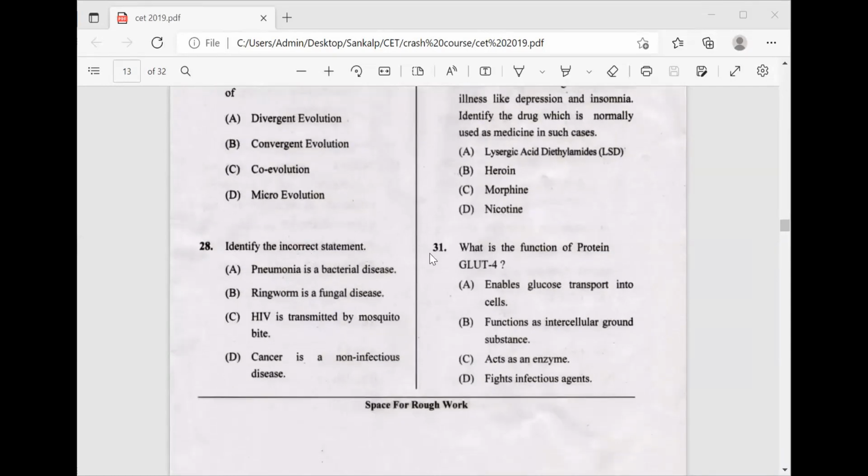Identify the incorrect statement. Option A, pneumonia is a bacterial disease. Option B, ringworm is a fungal disease. Option C, HIV is transmitted by mosquito bite. Option D, cancer is a non-infectious disease. Incorrect statement you should find.